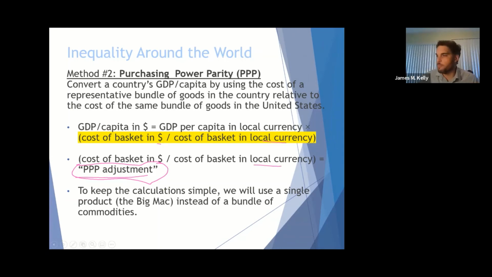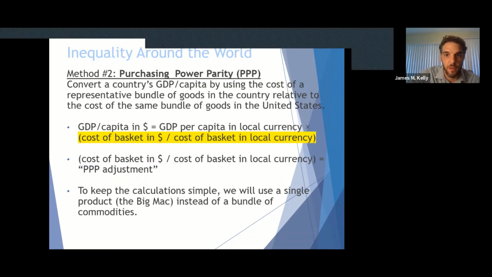And usually this basket or bundle of goods has many goods in it that represent the average buying habits of the average domestic consumer. But to keep things simple, and because Big Macs are so global, the Big Mac estimation, where you compare the price of a Big Mac in one country to the price of the Big Mac in another country, ends up being a pretty good PPP adjustment. Okay, so let's take a look at that adjustment.